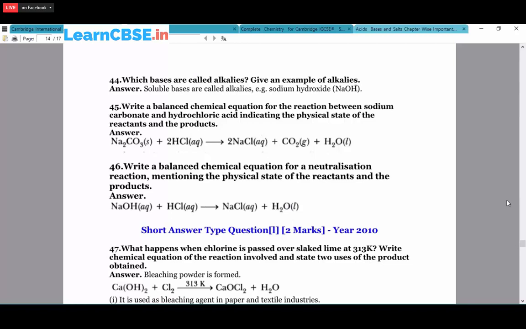Example, sodium hydroxide. Write the balanced chemical equation for the reaction between sodium carbonate and hydrochloric acid, indicating the physical state of the reactants and the products. Na2CO3 is a solid which reacts with 2HCl aqueous. It gives 2NaCl aqueous plus CO2 gas plus H2O liquid.